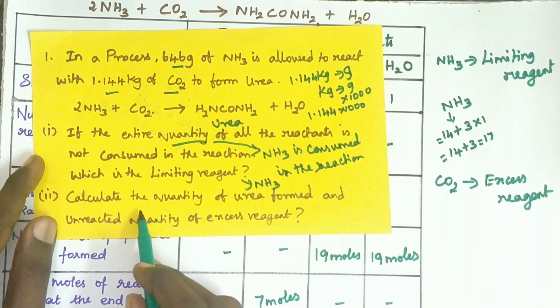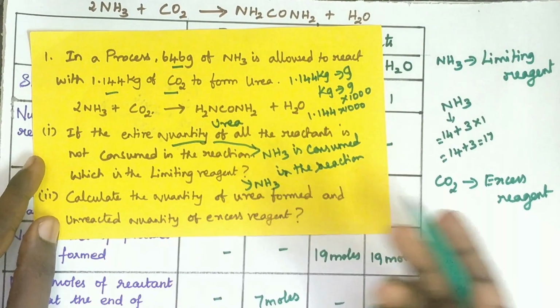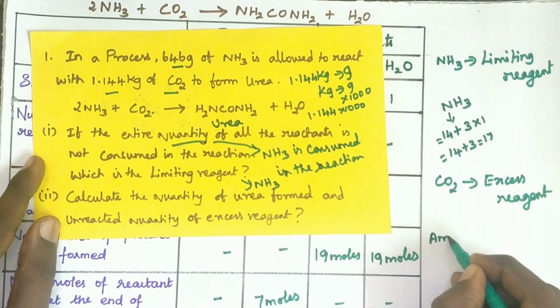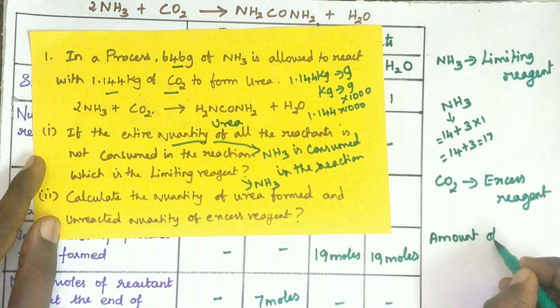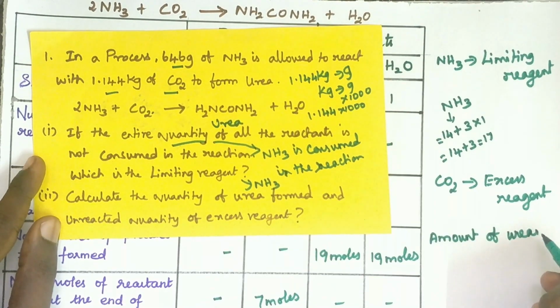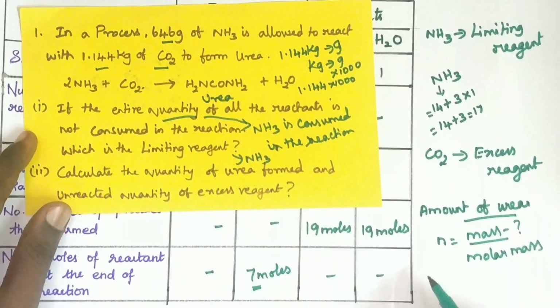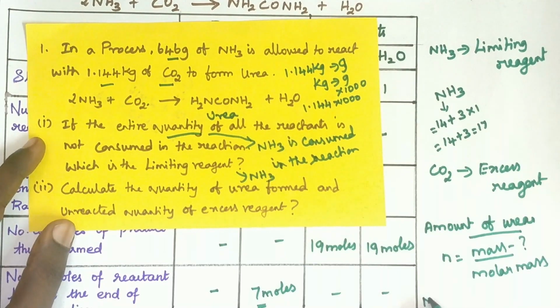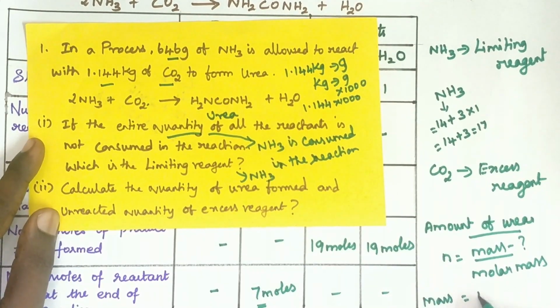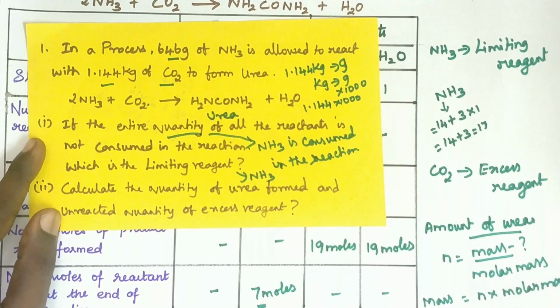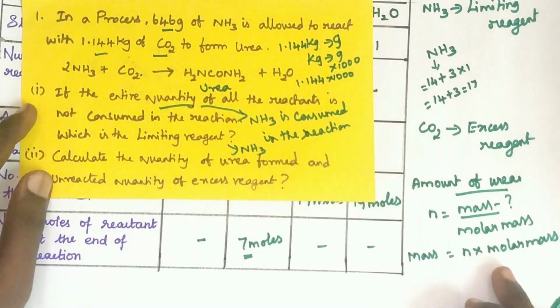And second, they ask to calculate the quantity of urea formed. Quantity of urea means amount of urea formed. Already we know the number of moles formula: mass by molar mass. Here they ask for the amount, which means we have to find the mass. Then cross multiply this value, so mass is equal to N into molar mass.